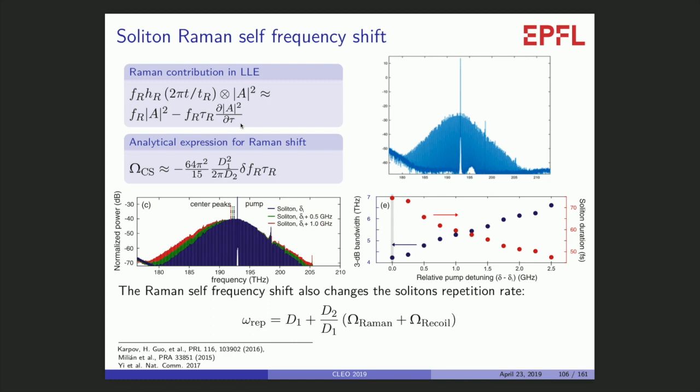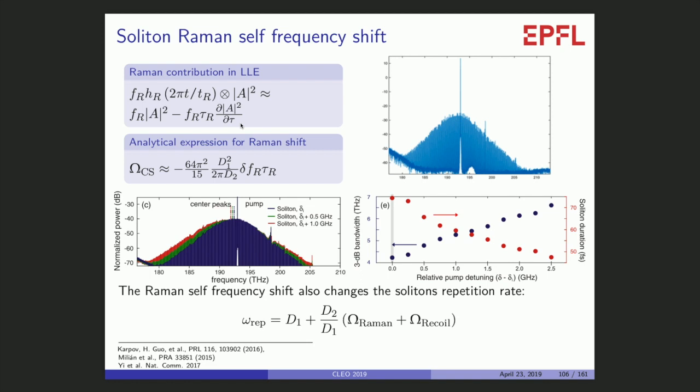Now, how to model this effect? You can include this Raman self-frequency shift in the Lugiato-Lefever equation. And the way this is typically done is to include a so-called Raman response function. This Raman response function is nothing else than a typical sinusoidal oscillation that's damped. It's characterized typically by two times, T1 and T2. T1 is the decay time of the exponential envelope. T2 is the underlying period of oscillation.